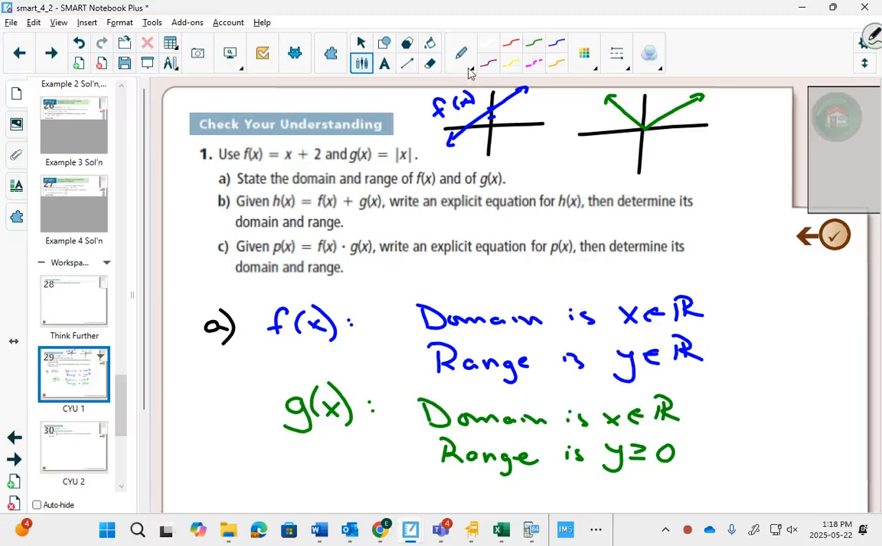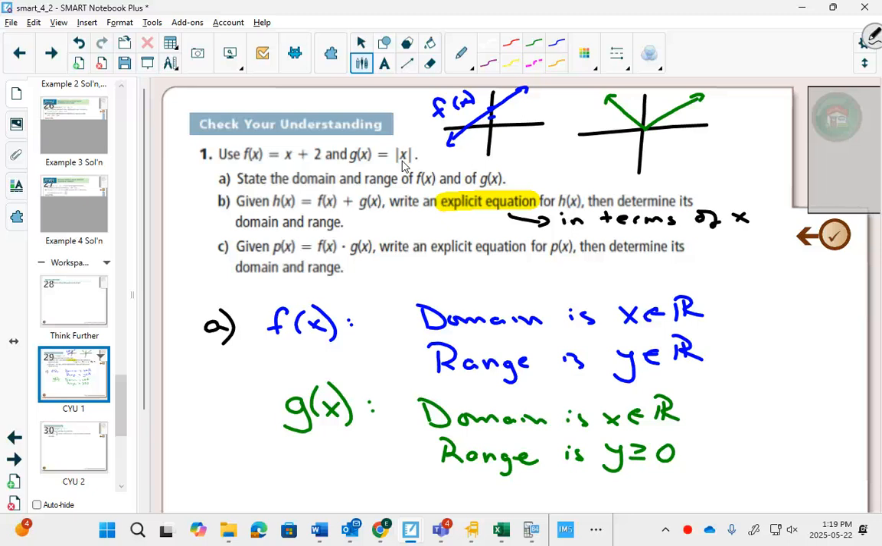Some language that comes up in part B. And what does it mean to have an explicit equation? An explicit equation is when we can write something in terms of x.